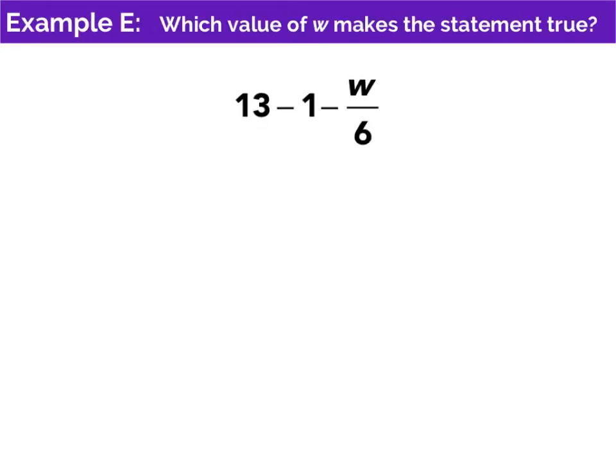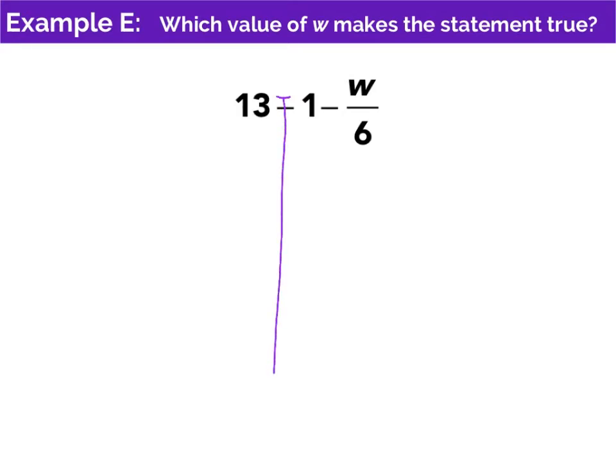Here we are at example E. It says, which value makes W true? So we're going to be solving. We're missing an equal sign there. It should be 13 is equal to 1 minus W/6. So now we're going to draw a line down from our newly created equal sign.